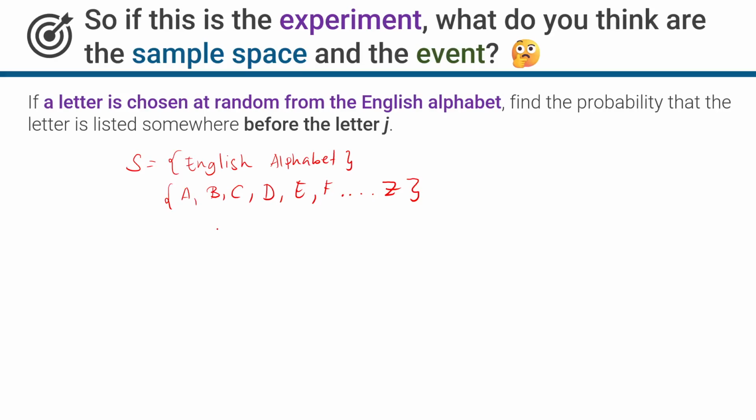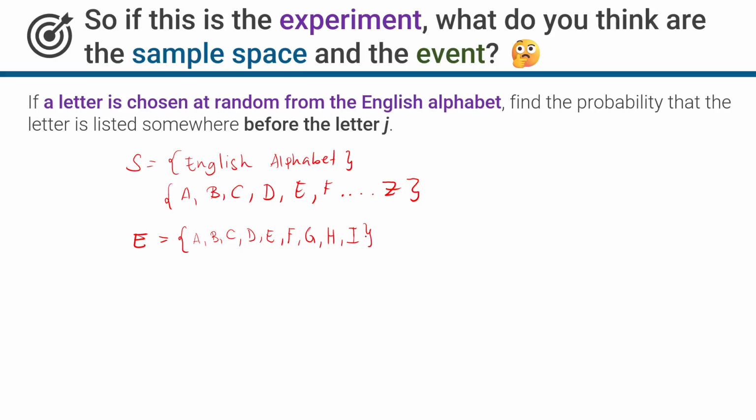Now, what are we going to do next? The next thing that we're going to do is get the probability of the event, let's say event E, that the letter is before letter J. So what are the letters before letter J? We have A, of course, B, C, D, E, F, G, H, and I.